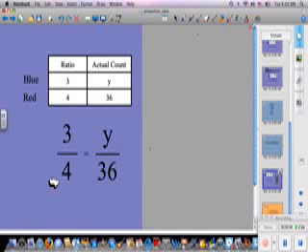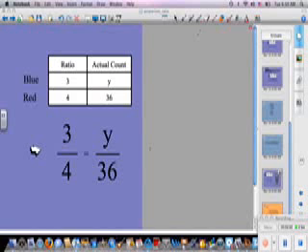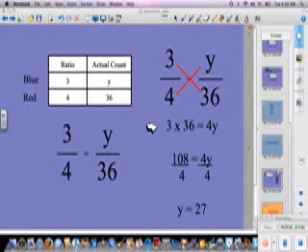So here we go. Set up our ratio box, and then we set up our fraction right here. 3/4 equals y over 36, and then right over here is how we show our work. We're going to multiply 3 times 36 and 4 times y right here. We get 108 equals 4y, and we have to get the variable by itself, so we divide both sides by 4, and y equals 27.